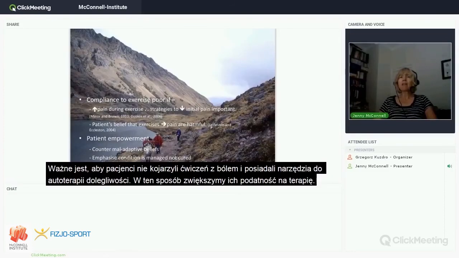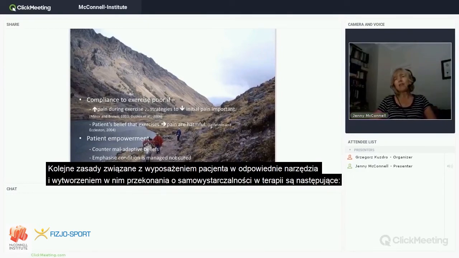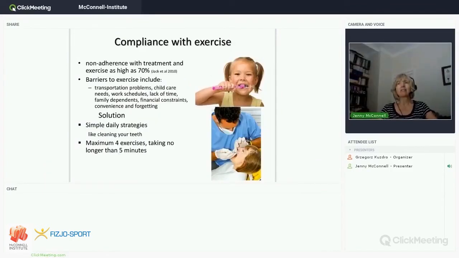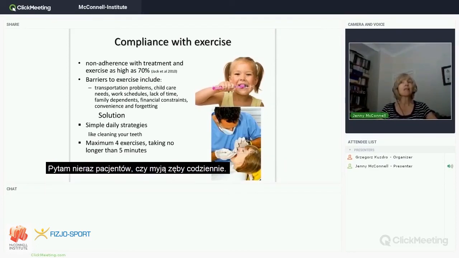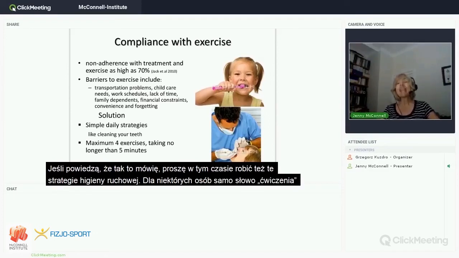Now, compliance to exercise is also poor if the patient's belief is such that exercises will be harmful. So we have to show that if we can decrease the pain and give them exercises or training in a pain-free manner, so make sure that they do it every time they clean their teeth. So you give them very simple strategies and you ask them, do you clean your teeth every day? And if they go yes, then you say that's when you do these body management strategies.